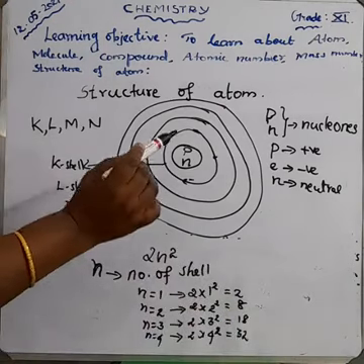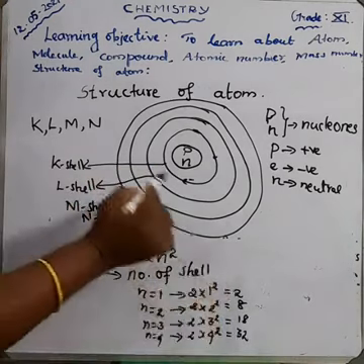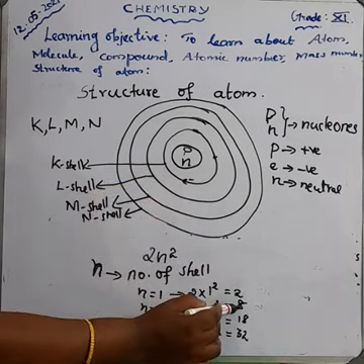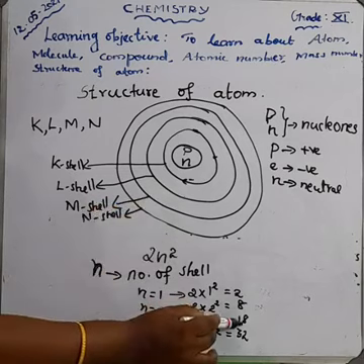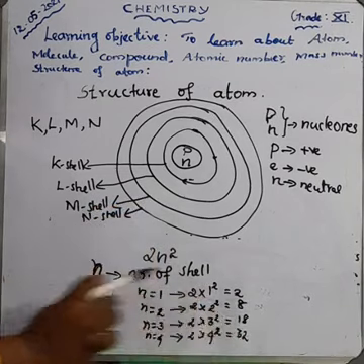So in the first orbit we can occupy only 2 electrons, in the second orbit only 8 electrons, in the third orbit only 18 electrons, and in the fourth orbit 32 electrons.